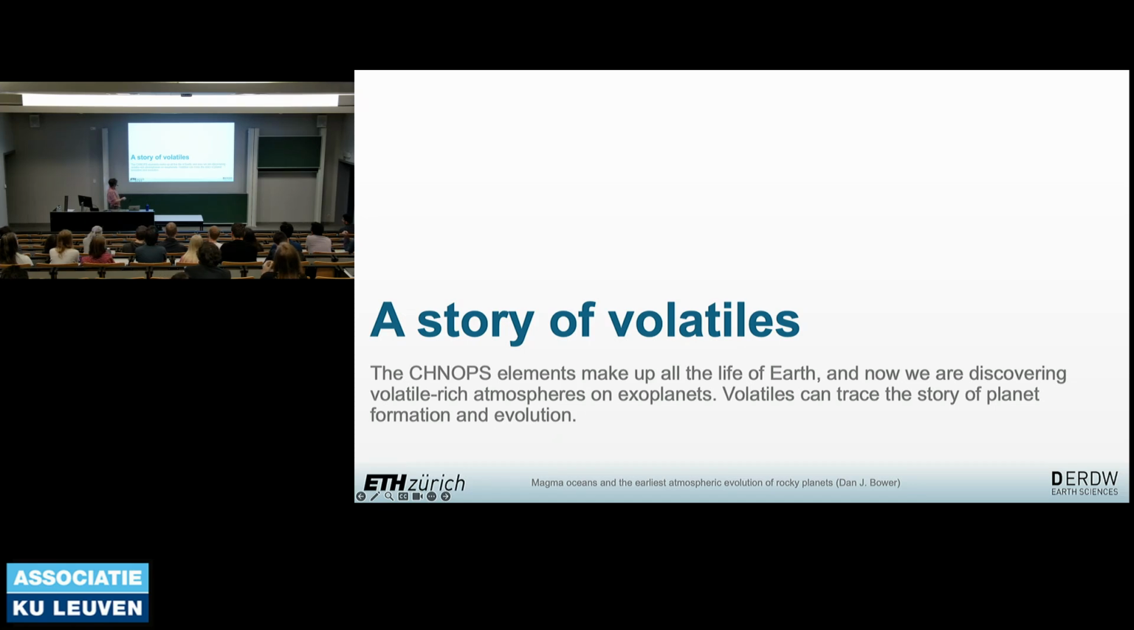But importantly, we're now discovering volatile-rich atmospheres on exoplanets, okay? And so therefore, the temptation, of course, is to try and use volatiles to trace the story of planet formation and evolution, not just for terrestrial, nominally, potentially habitable planets, but also to try and understand other planets, such as sub-Neptune worlds.